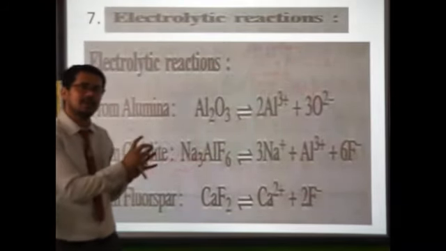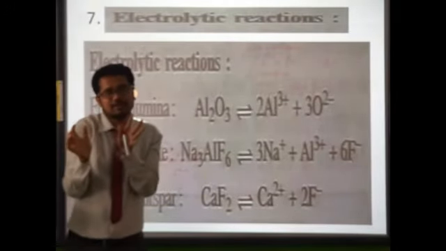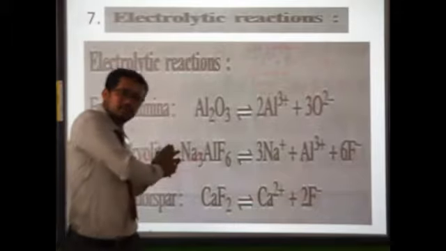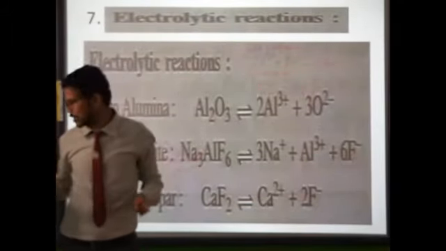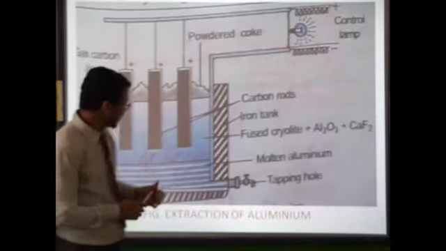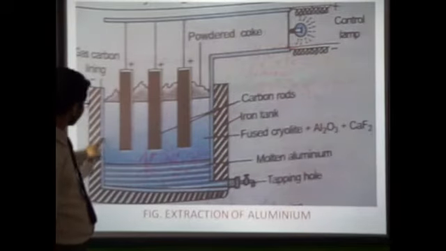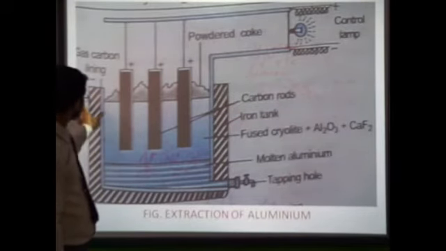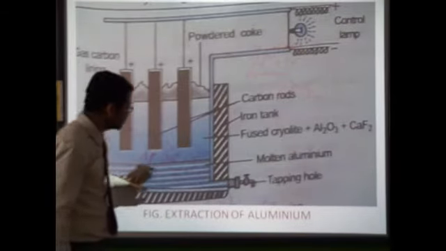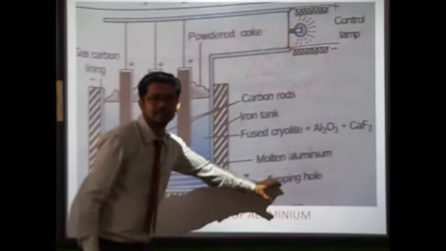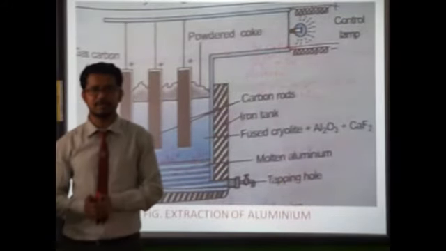This molten aluminium is formed because the iron vessel is very hot. Whatever aluminium is deposited gets heated and molten aluminium is collected through this tap. It is deposited in this line, and since the vessel is very hot, it melts and the molten aluminium is collected here. It is condensed and they get pure aluminium.